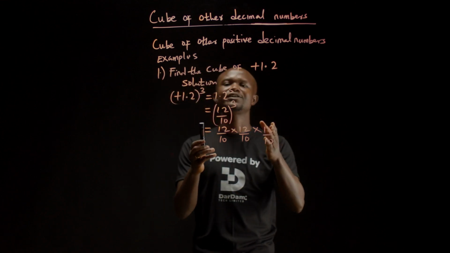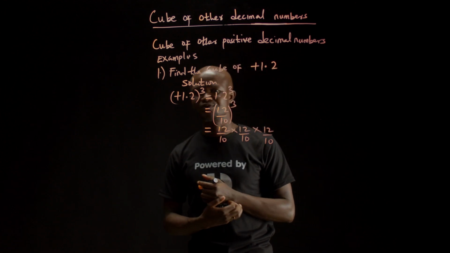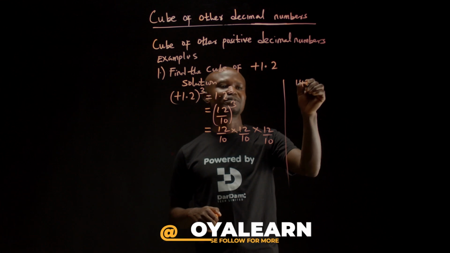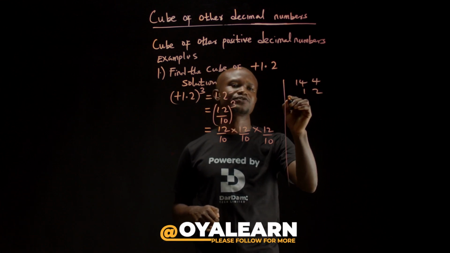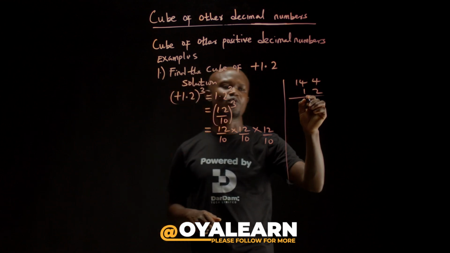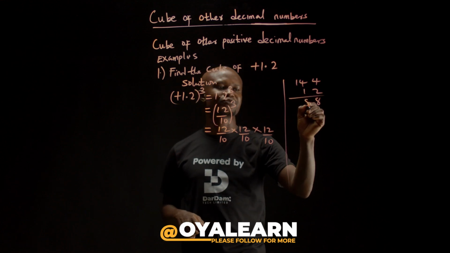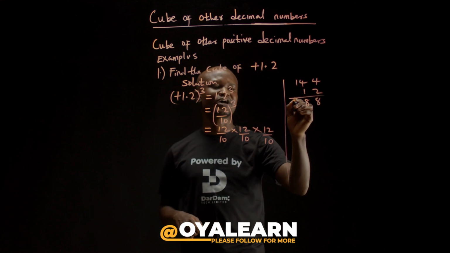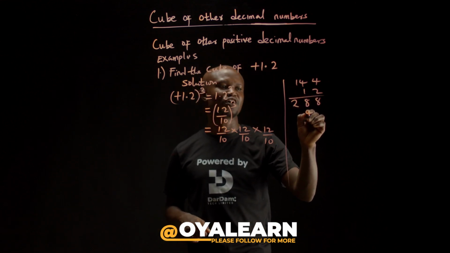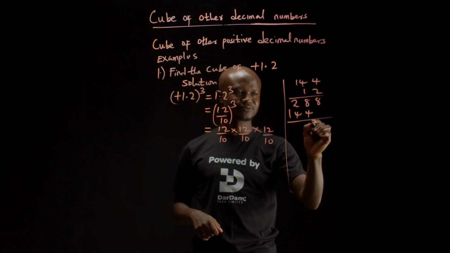Now, looking at the numerators, 12 times 12 is 144. Then we need to multiply 144 by 12 again. So we have 2 times 4, that's 8. Then 2 times 4 also, we have 8. 2 times 1, we have 2. Now using 1: 1 times 4, we have 4. 1 times 4, we have 4. Then 1 times 1, we have 1.